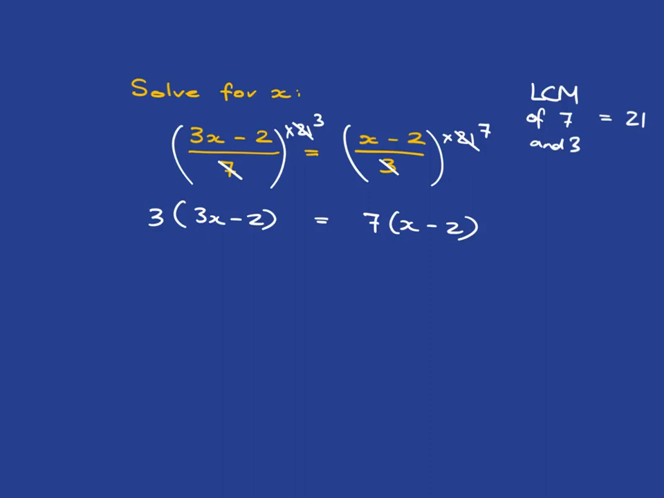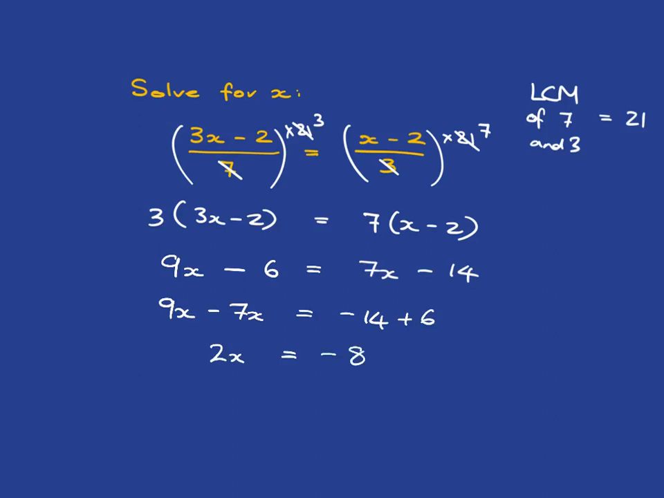So let's do that together. 3 times 3x is 9x. 3 times 2 is 6. 7 times x, 7x, and 7 times 2 is 14. Now we want to bring all the x's to this side, so we subtract 7x from both sides, and we want to get rid of that negative 6, so we add 6 to both sides, and we'll get 2x is equal to negative 14 plus 6 is going to get me to negative 8. And now we divide by 2 and we get x is equal to negative 4.